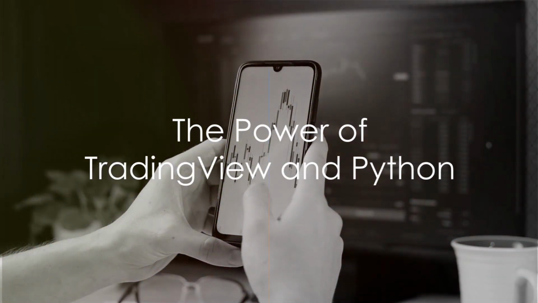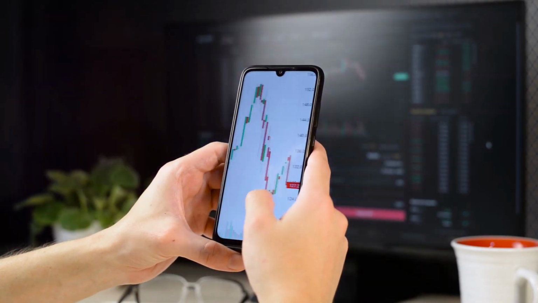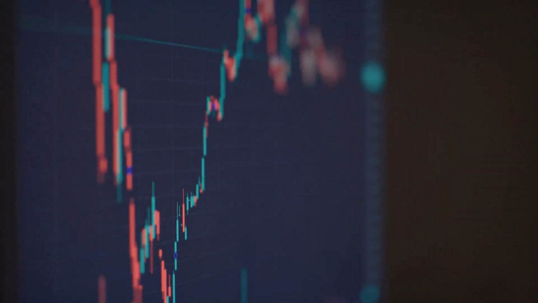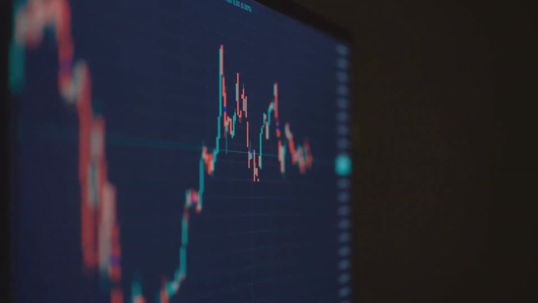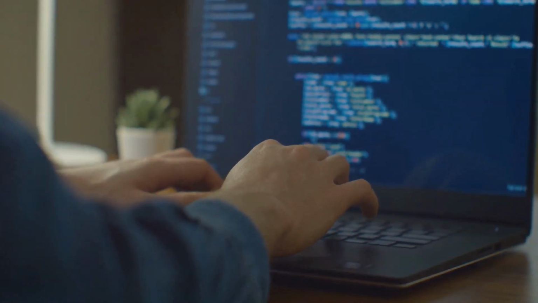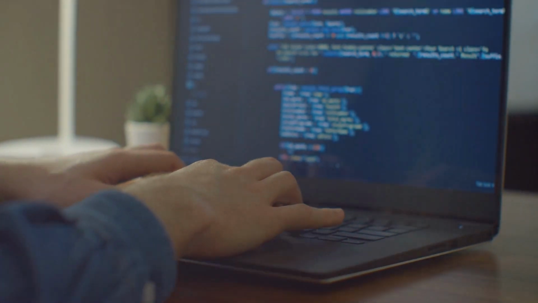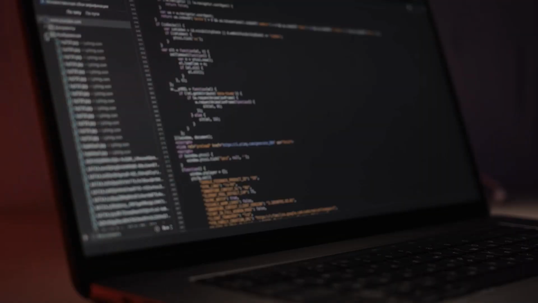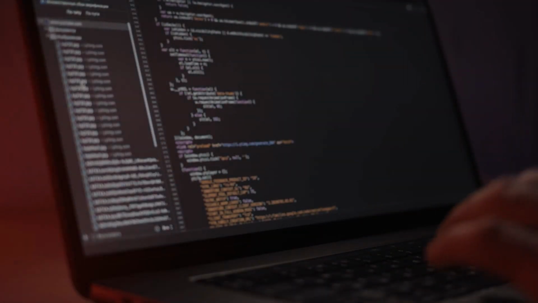TradingView, known for its robust and user-friendly interface, offers an endless array of charts, tools, and indicators to help you monitor the markets efficiently. But what happens when you combine it with the power of Python, a high-level programming language with a design philosophy that emphasizes code readability? The result is a powerful automated trading system that never sleeps, never tires, and is always on the lookout for profitable trading opportunities. A system that can handle the complexities and nuances of the ever-changing markets so you don't have to.